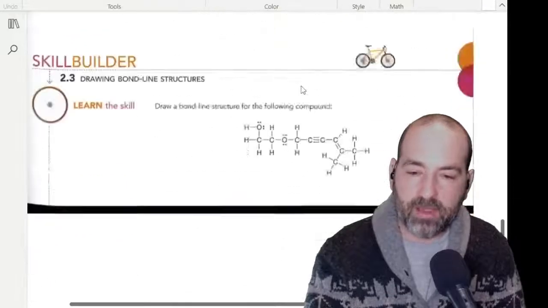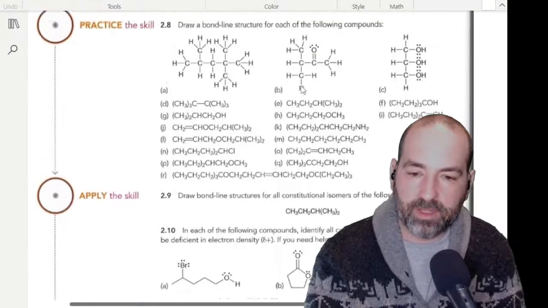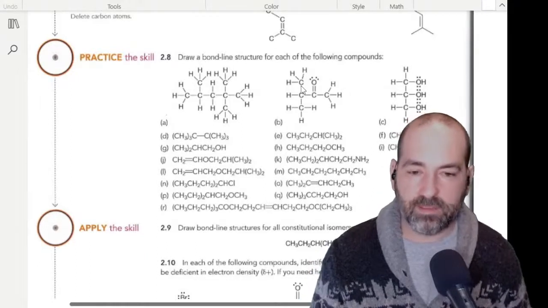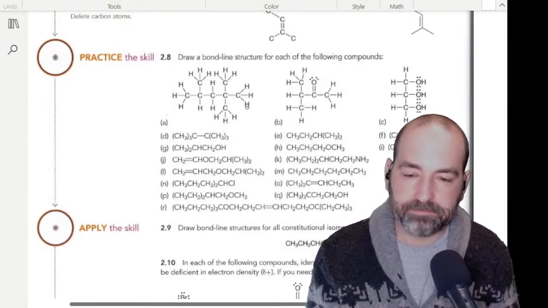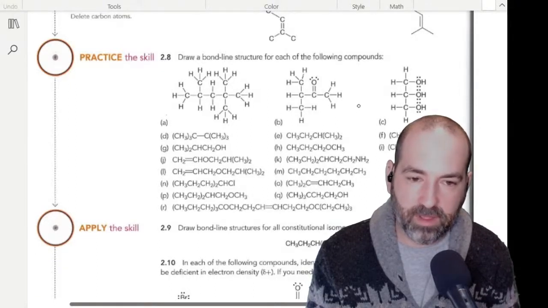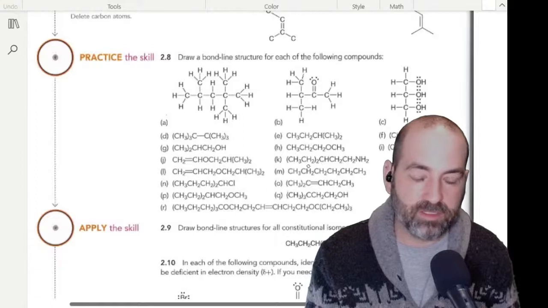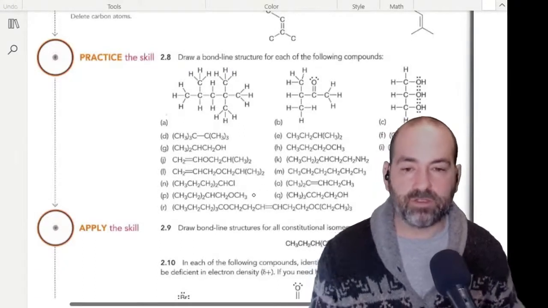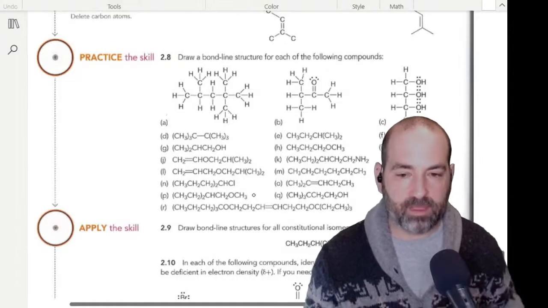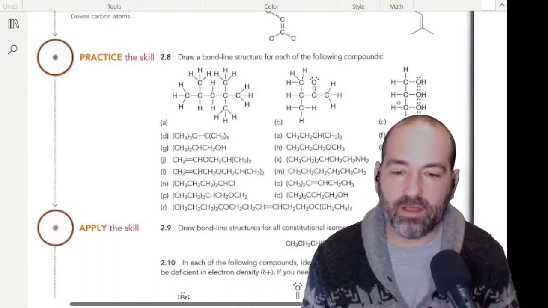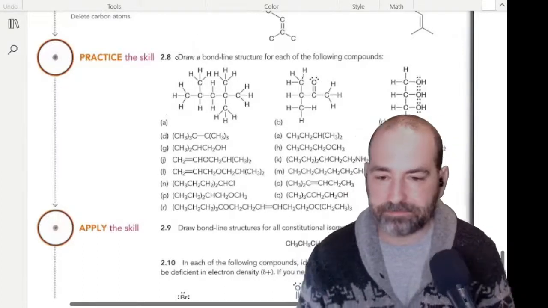But once you feel good about it, down here, there's a bunch of tests. So drawing some bond structures for each of the following compounds. They start with some Lewis structure style ones, and then get into more condensed structures. So when you do the condensed structure ones, you're going to want to expand those into a Lewis structure first before trying to put them in the line structure. But let's just take one of these as an example and draw some line structures for them.